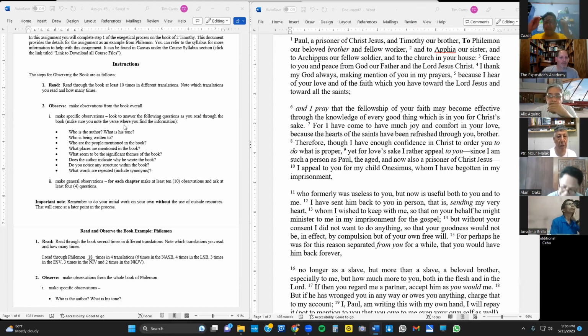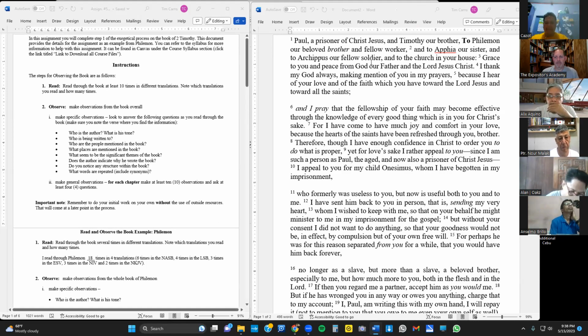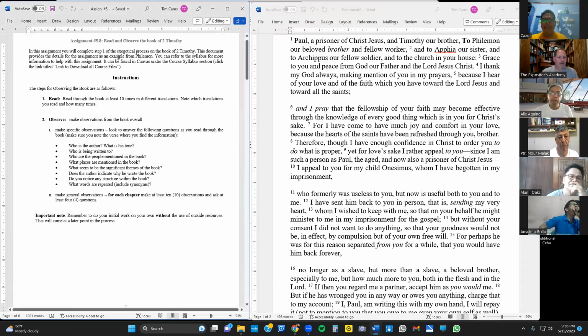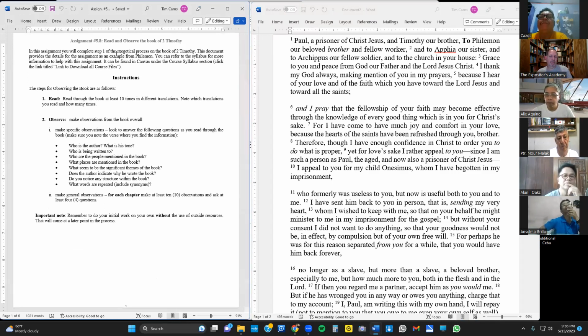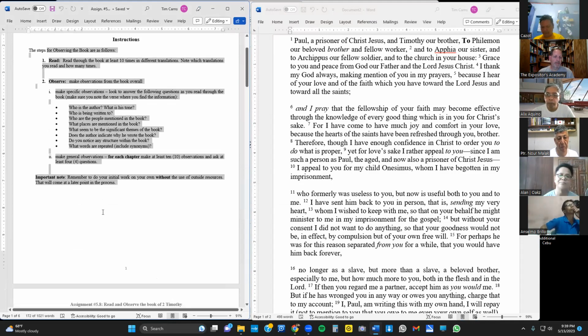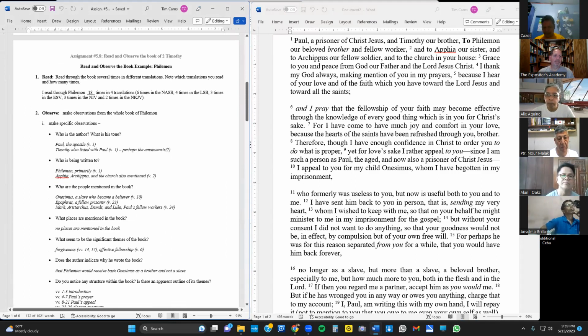All right. So here on the left, the right is just the text by Lehman. On the left, this is the assignment 5.8. So this is the first written assignment. Assignments 5.1 to 5.7 are all the reading assignments. The first written assignment is to read and observe the book of 2 Timothy. And so I put here, as I will do for every assignment, here are the instructions. And then I'll give you an example.